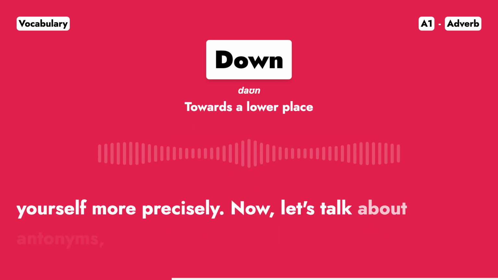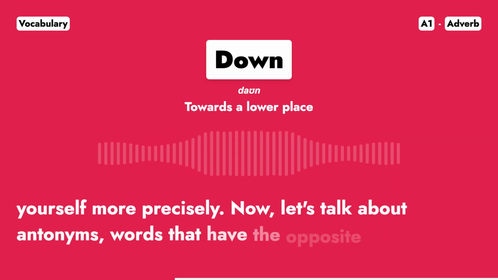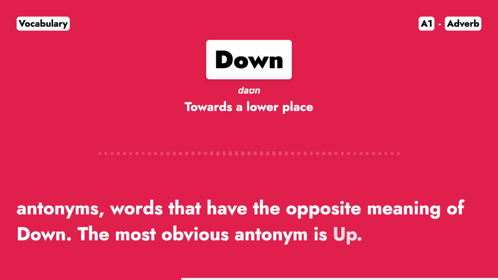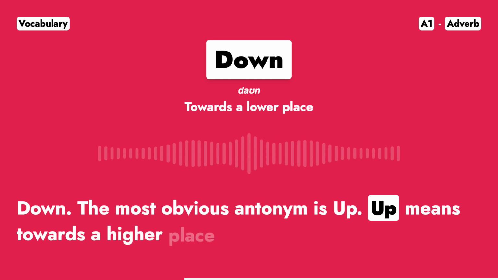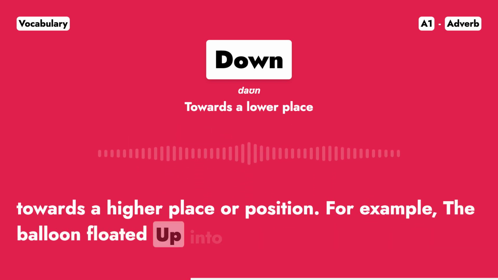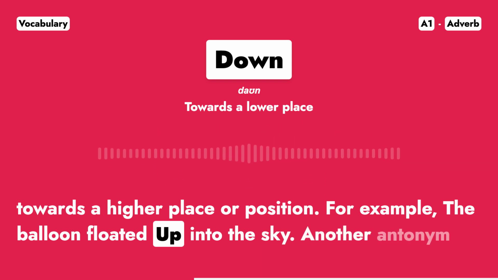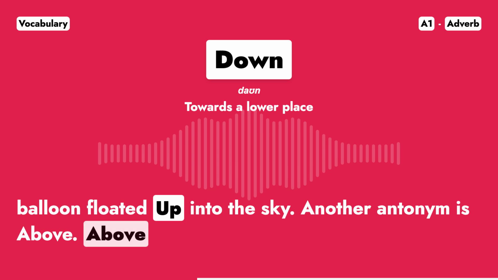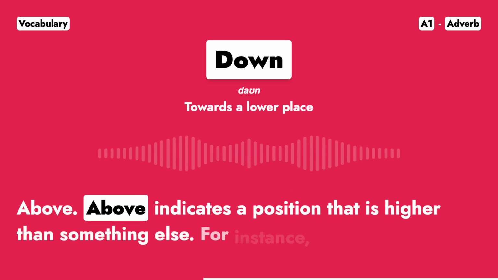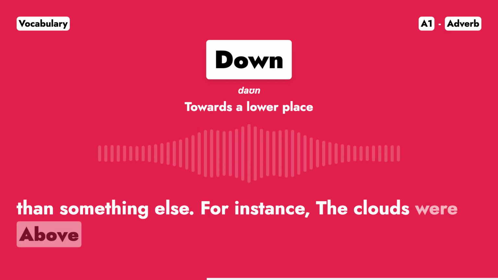Now, let's talk about antonyms, words that have the opposite meaning of down. The most obvious antonym is up. Up means towards a higher place or position. For example, the balloon floated up into the sky. Another antonym is above. Above indicates a position that is higher than something else. For instance, the clouds were above us.